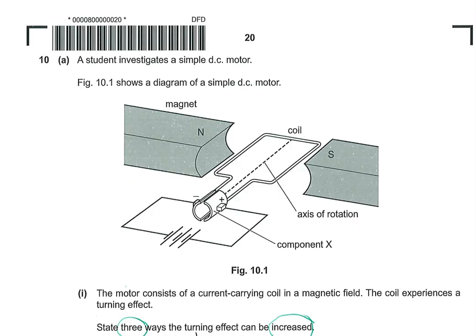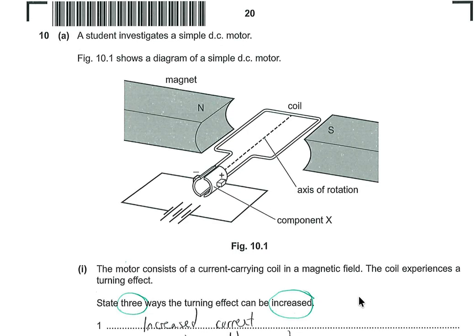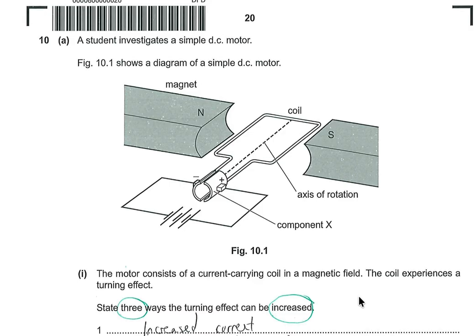Okay, so we're asked here about the motor. All right, nice starter question for 3 marks here. We've got a current carrying coil in a magnetic field, and we want to know how we can increase the turning effect. How can we make it rotate faster? Well, let's give you an example of the kind of answer that we're looking at here. For example, increase the current. If we change the current, then it will go faster. All right, if we increase it.